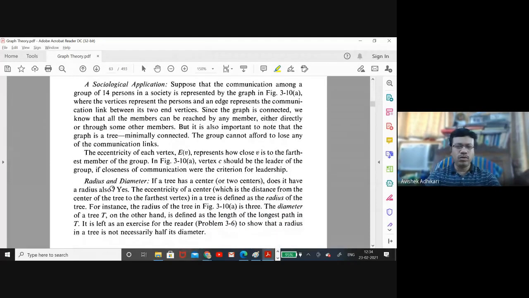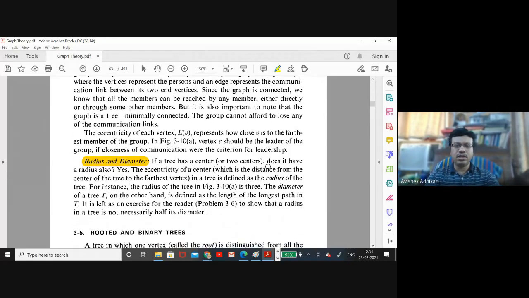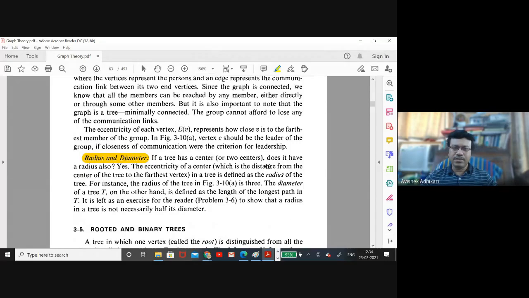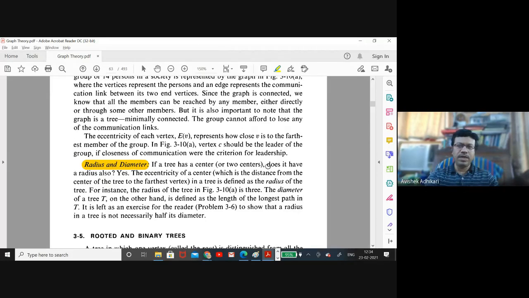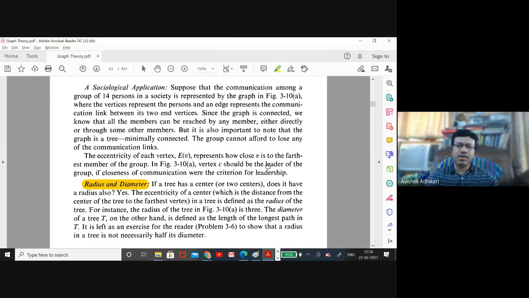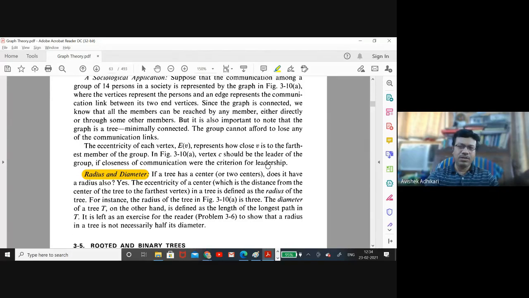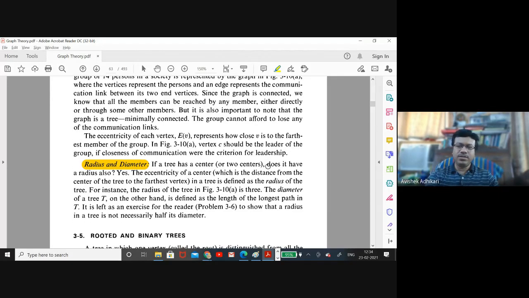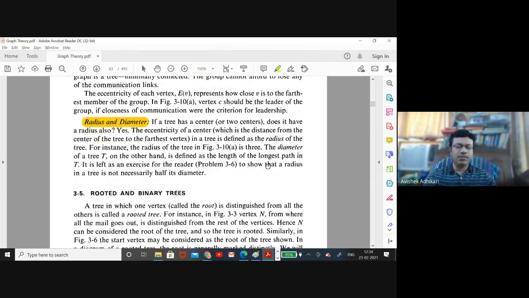There are two more terms, that is radius and diameter. It's again very easy. So if a tree has a center, one or two, does it have a radius also? So what is the meaning of a radius? Radius and diameter, how are they defined? The radius of a graph and the diameter of a graph, the diameter of a tree, are also very easy to define. They are basically like the minimum of something. I'm not giving you the definition, just please have a look at this and that will be easy for you.